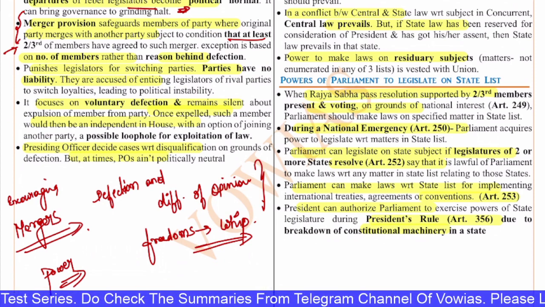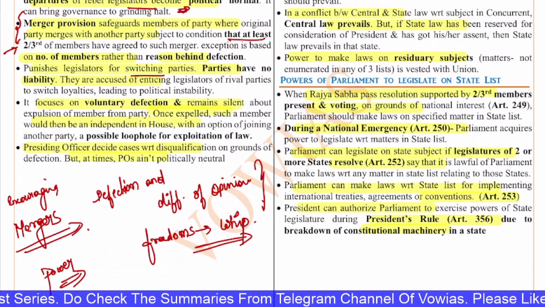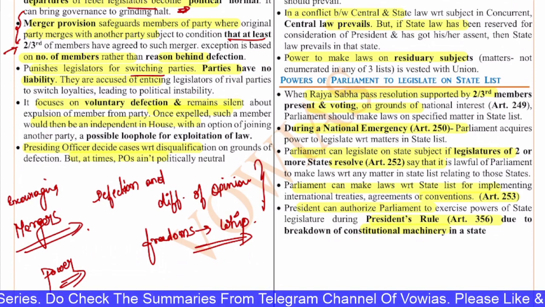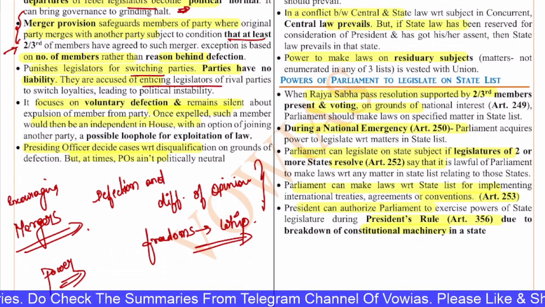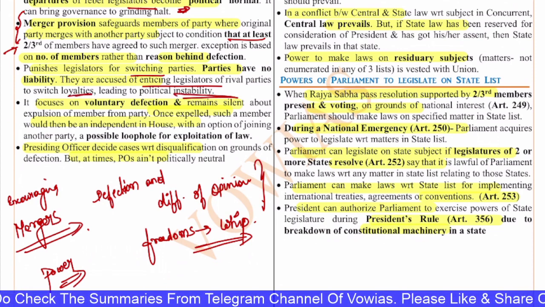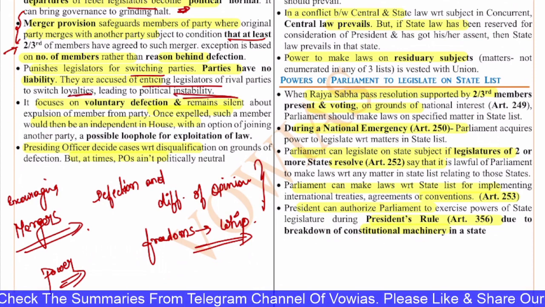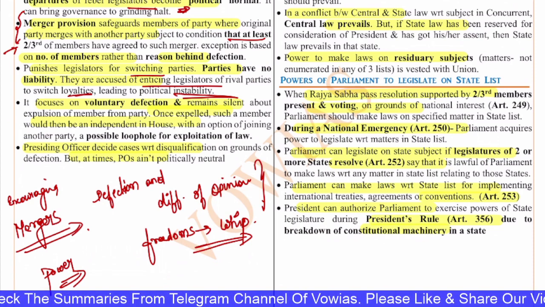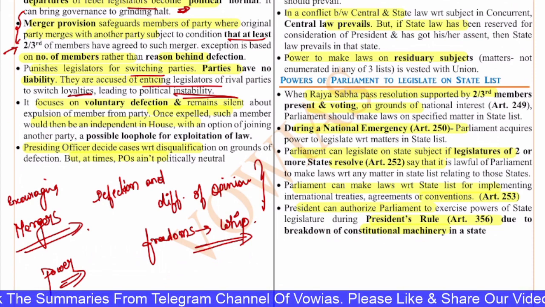Also, it punishes legislators for switching parties, but the parties have no liability. They are accused of inciting legislators of rival parties to switch loyalties, leading to political instability. That is also true, because without the knowledge of political parties, such defections will not happen.